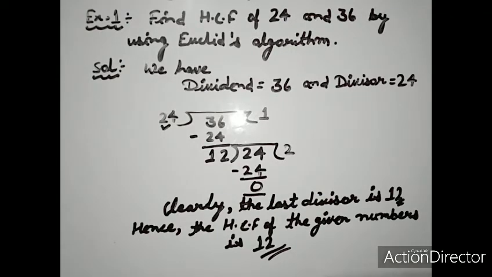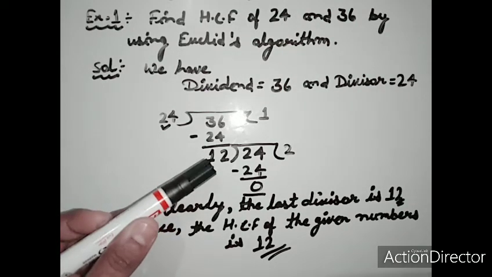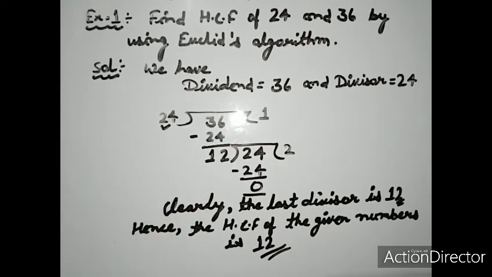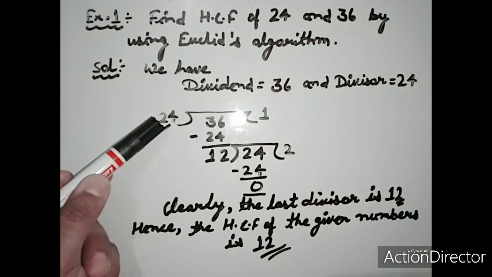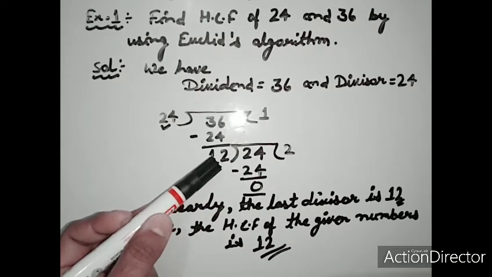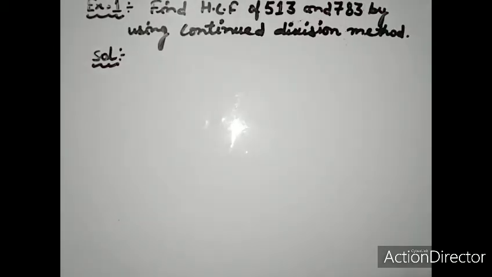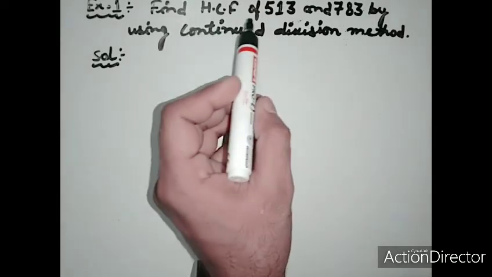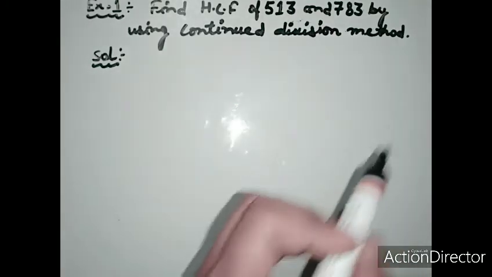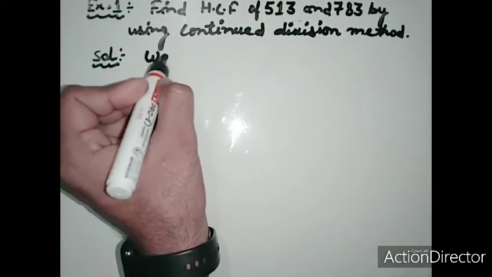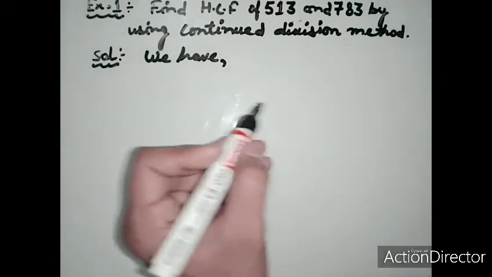Okay students, here you will remember one thing, especially the last divisor is the HCF of given numbers. Okay, and here you take the divisor as a dividend, and the remainder as a divisor. Okay, so now here we take another example. Find HCF of 513 and 783 by using continued division method. So here you all know that we take the greater number as dividend and smaller number as divisor.